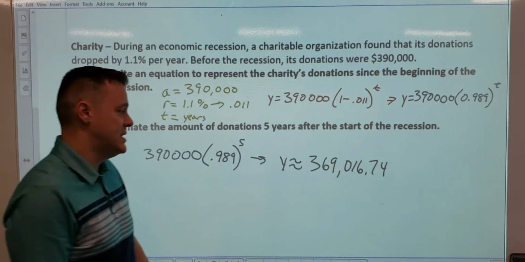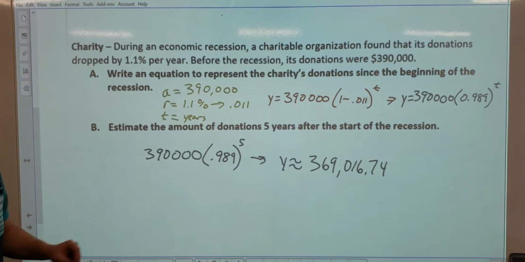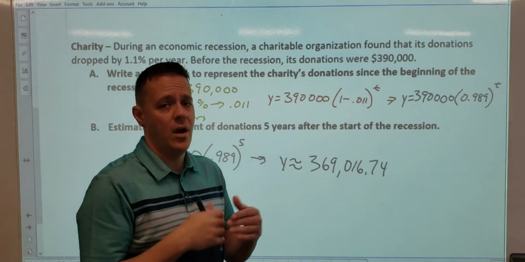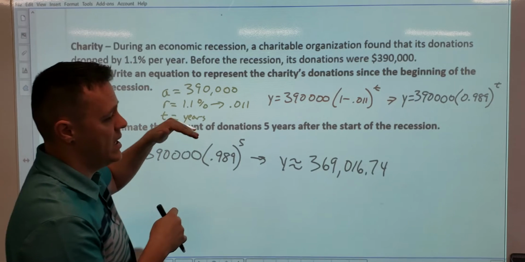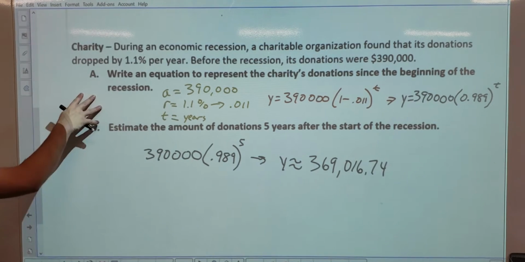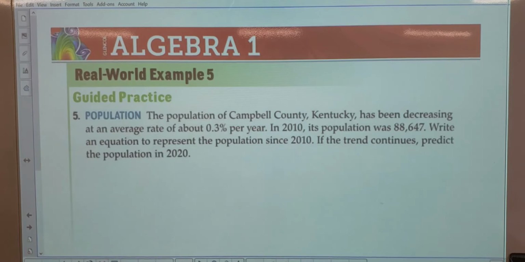369,016.74. I'm pretty sure Alex would want you to round to the cent. All right, understand this process, guys. It's one of those things where if you can identify what your rate is, do your simple analogy, and figure out the end, you guys will do great. Try this one on your own.